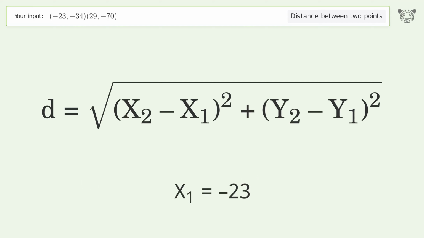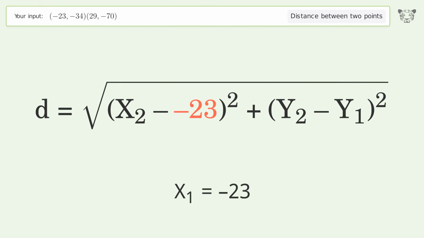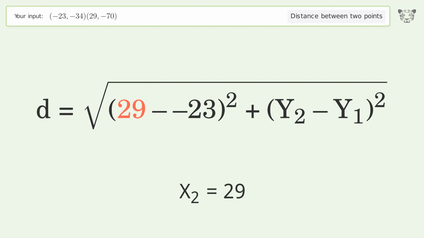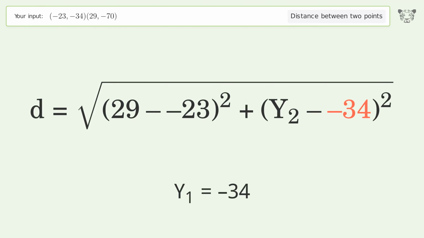x1 equals -23. x2 equals 29. y1 equals -34. y2 equals -70.